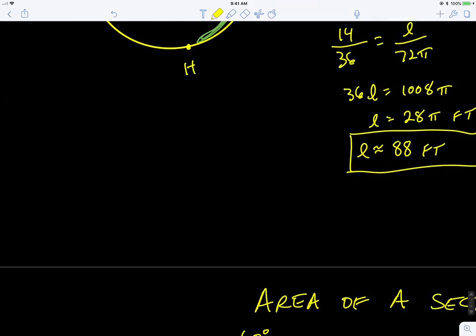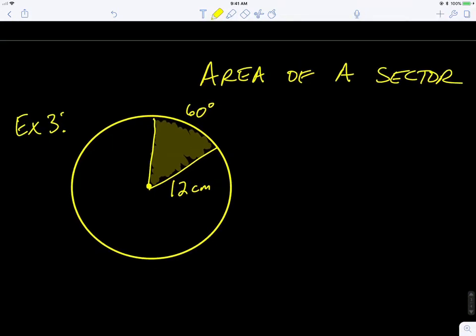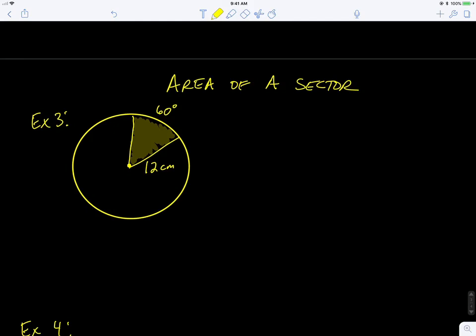The formula, if I were to give you a formula, would be the central angle, arc measure A over 360, equals arc length over circumference. That could sort of be your formula. Area of a sector is the same exact idea.